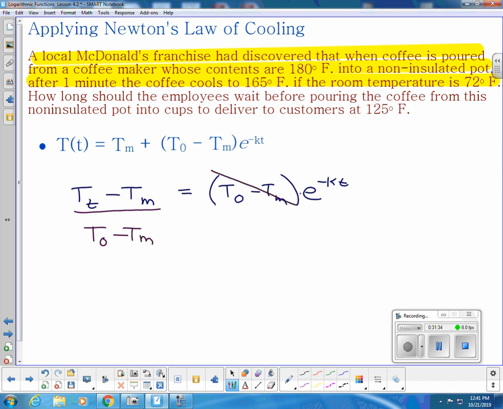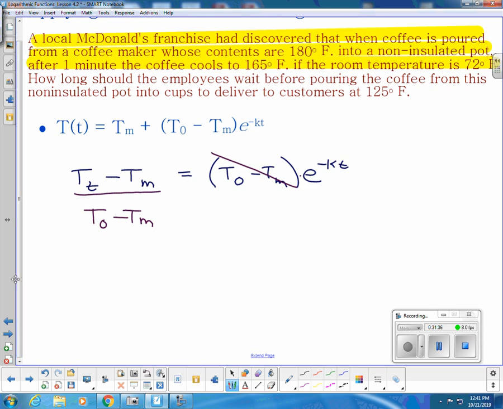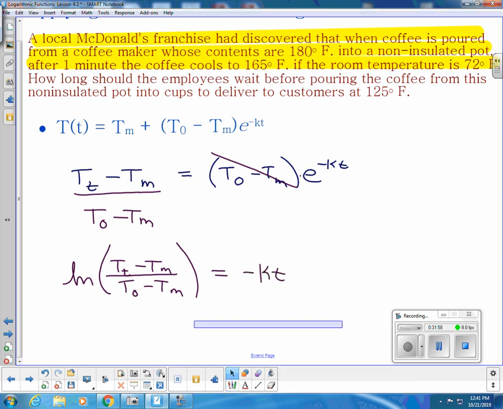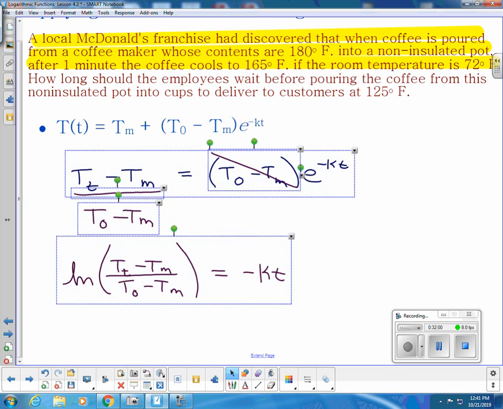Yeah. So now we're back to Ben, the log bunny. So this is b to the e equals n. So we're going to do the natural log of T sub t minus T sub m over T sub 0 minus T sub m equals negative kt. And that will be good enough for what we need. Okay?